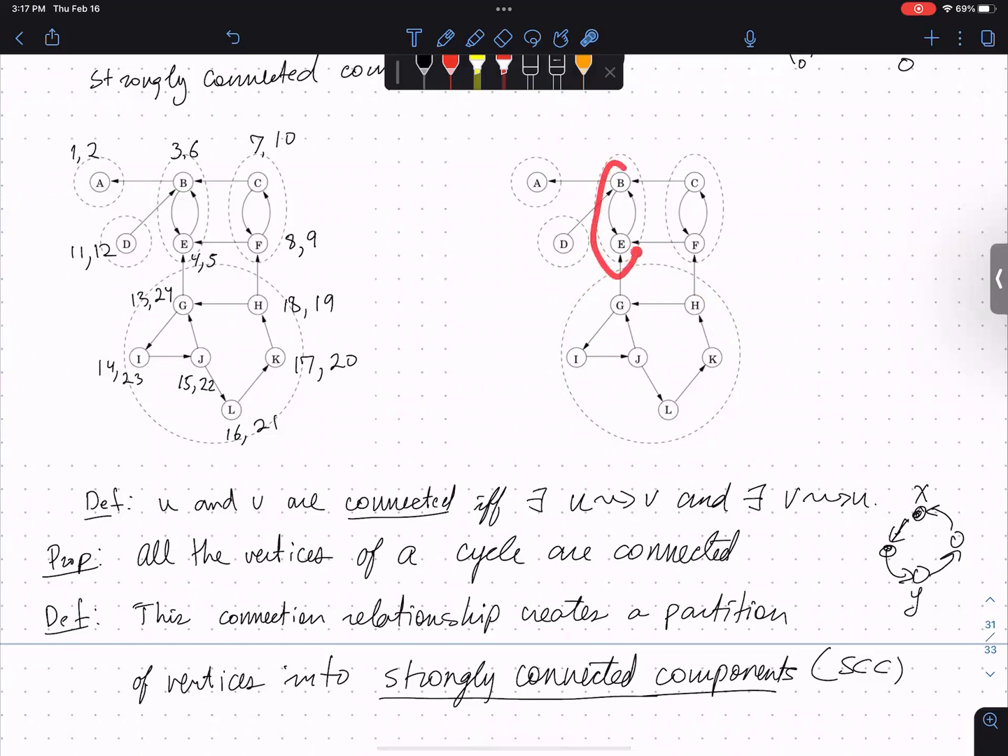We can also take a look at this guy. Is there any way to merge this with anything and still be a strongly connected component? Well, we already saw that we can't merge with this guy, because this is what's called a sink node. There's nothing going out of it. If there's nothing going out of it, there's no path from A to anywhere else. So we can't merge these together, because then A will not be connected with B or E.